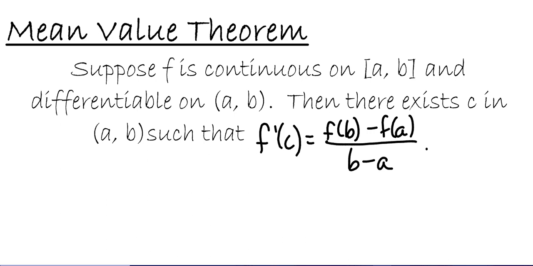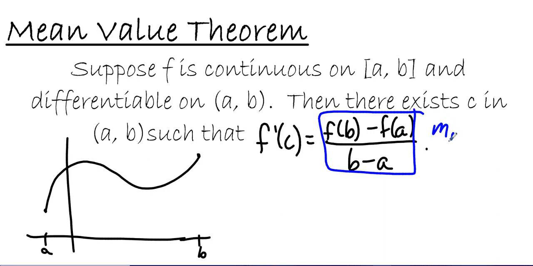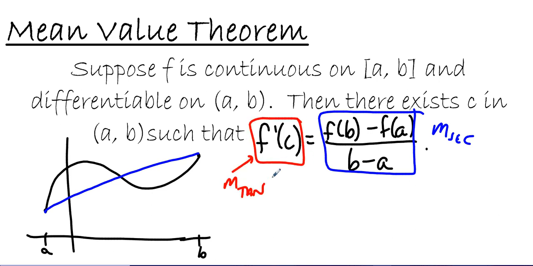And you're asking yourselves, what? What? You have some function. It is continuous and differentiable on some interval ab. Where are these things in the picture? Well, this is the slope of a secant line. It's the slope of this line. Change in y, change in x. It's the slope of a secant line. This is the slope of a tangent line.